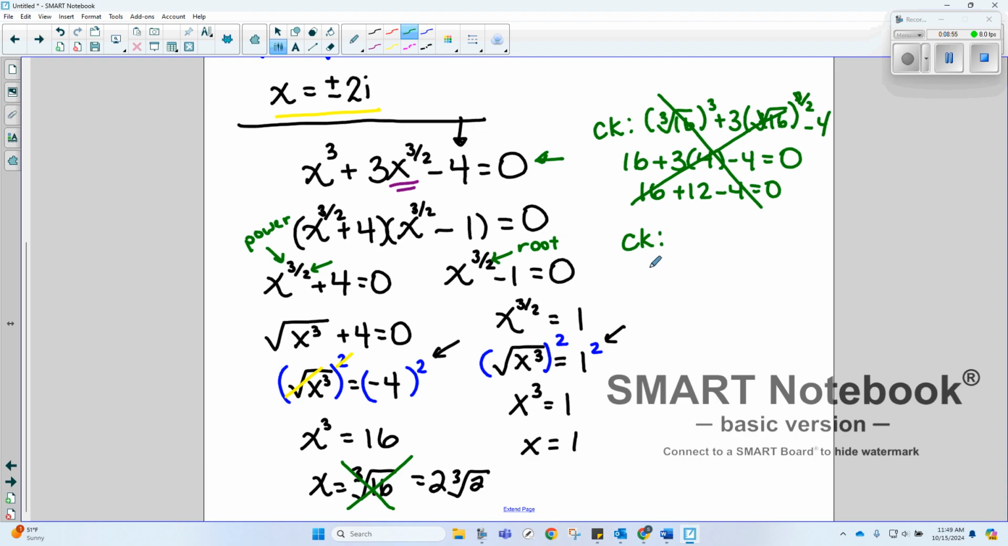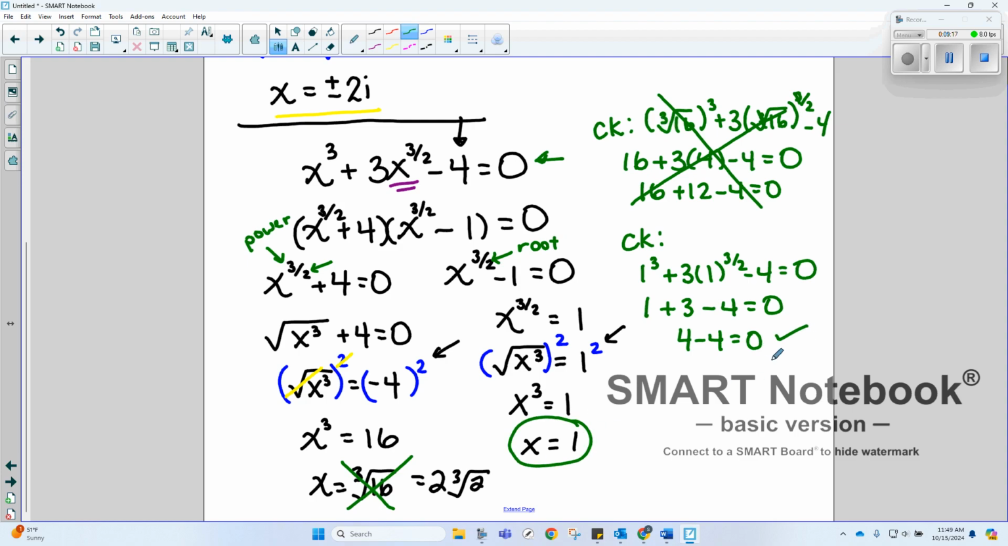If I plug in 1, I like dealing with 1 because 1 cubed is 1 and 1 to any power is 1. So this says 1 plus 3 times 1 minus 4 equals 0, or 4 minus 4 equals 0. That is a true statement, which means 1 is my only solution here.